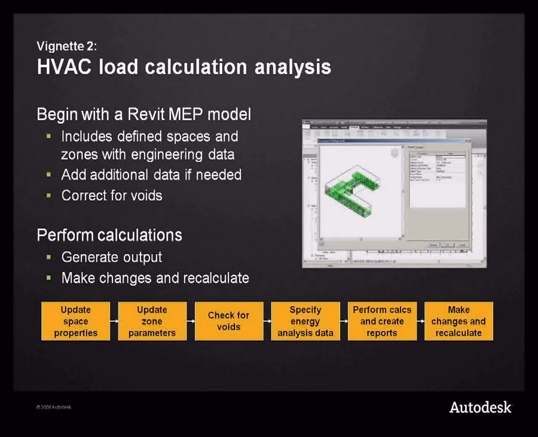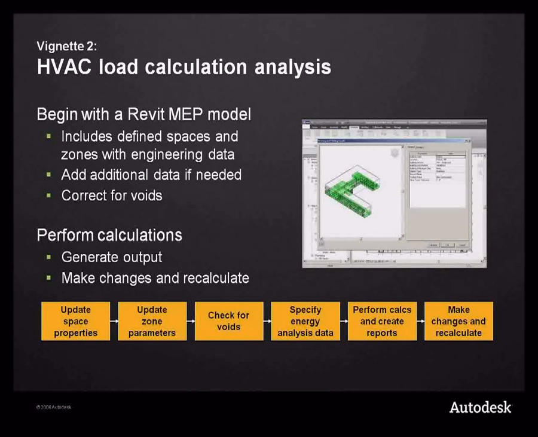This vignette includes the following steps. We start with the version of the model created in Vignette 1 and look at the properties stored with each space. Some of this data will be updated and changed during the review. We then look at the parameters for zone data and again make a couple of changes. It's important that the defined spaces cover the entire volume of the building. So next we'll look to see if that is indeed the case and make any changes required. Finally, before we do the analysis for energy, we need to set some additional factors. We can then perform the energy calculations.